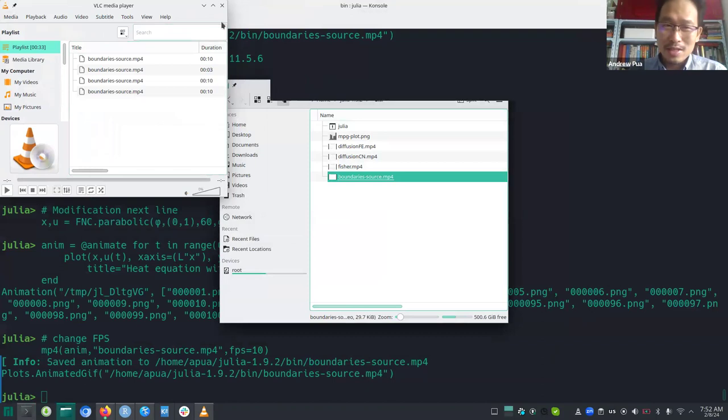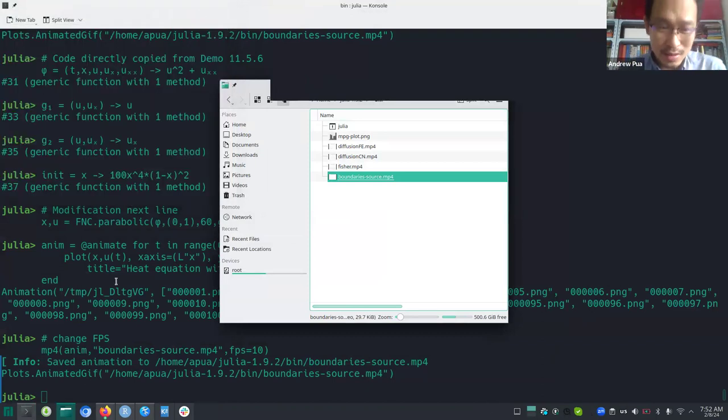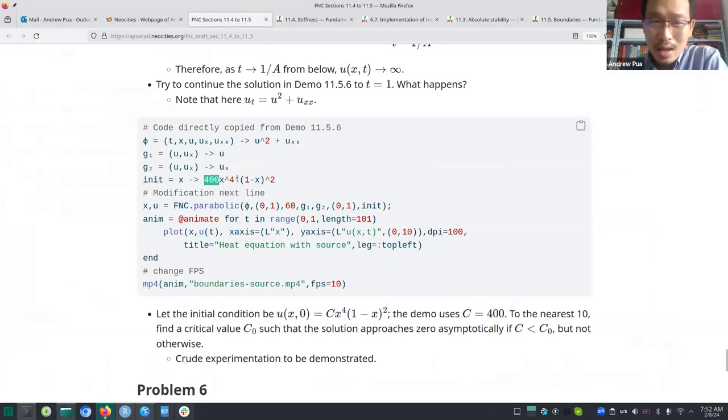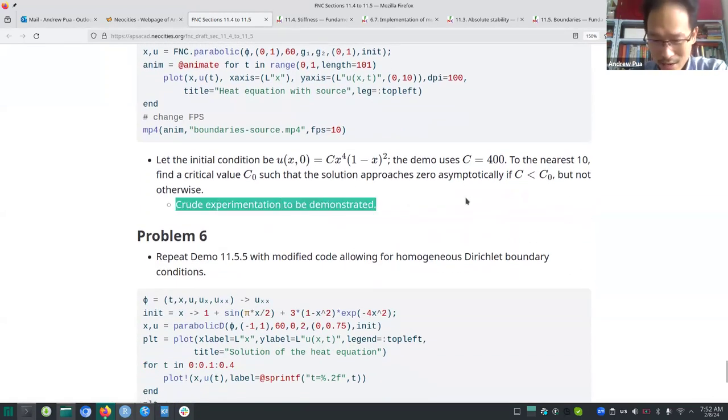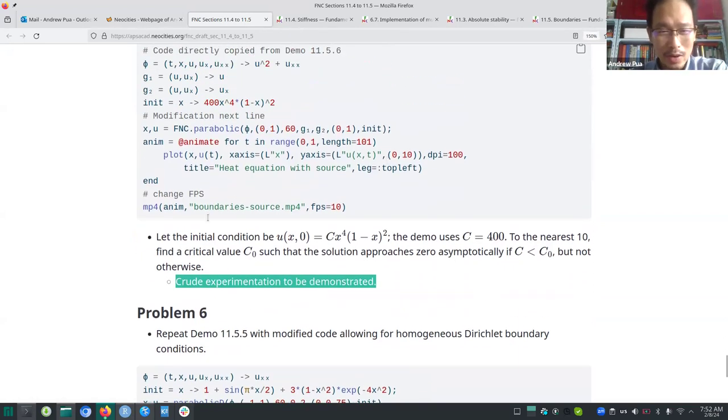But for C equals 200, it already sort of becomes unbounded quite fast. Okay, so somewhere in between is the critical value, and again, this is very crude as I indicated here. So there should be a more elegant way to produce all of these animations if you want to.